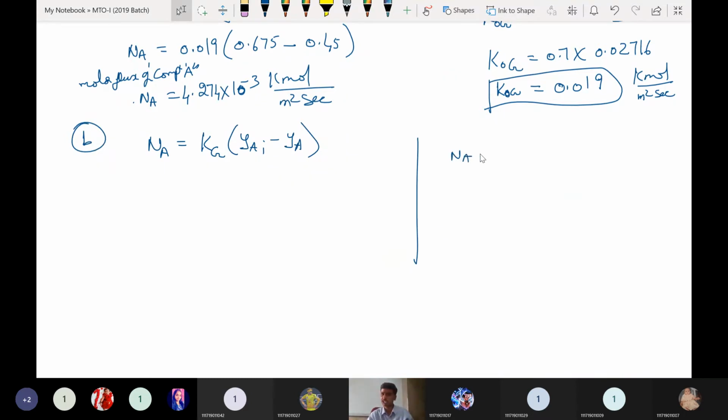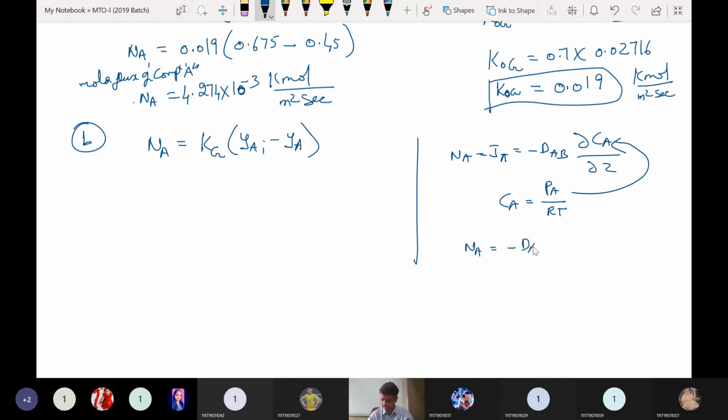NA is equal to JA, we know that one. JA is equal to minus DAB dou CA by dou Z. For gases, we know that CA is equal to PA by RT, so we can substitute the CA value here. That is, we can say NA is equal to minus DAB dou PA by dou Z.